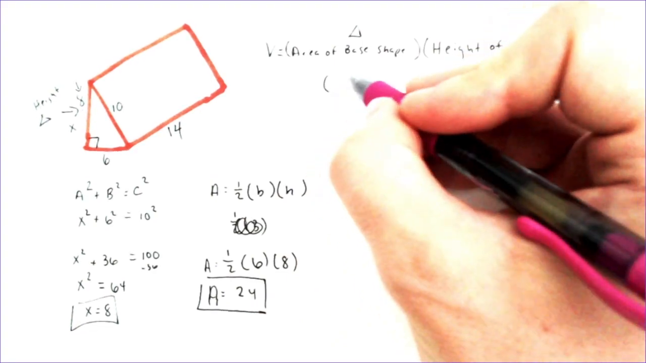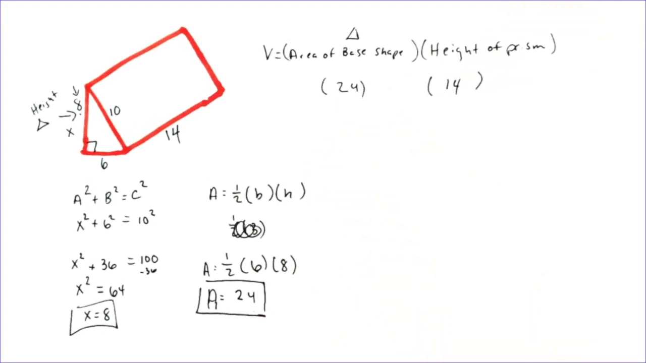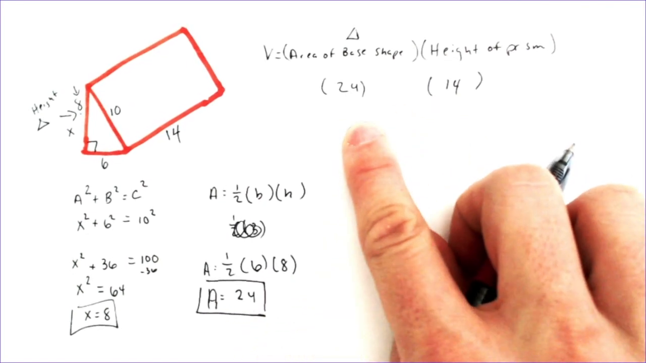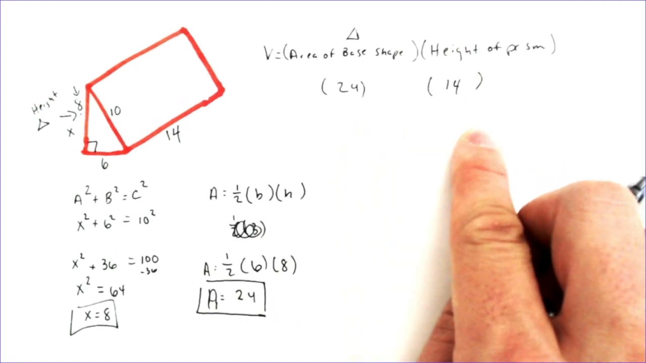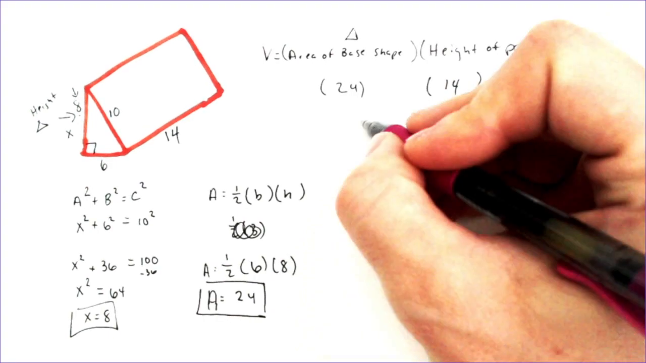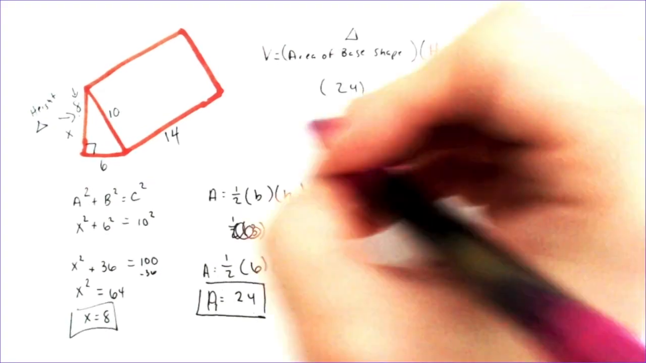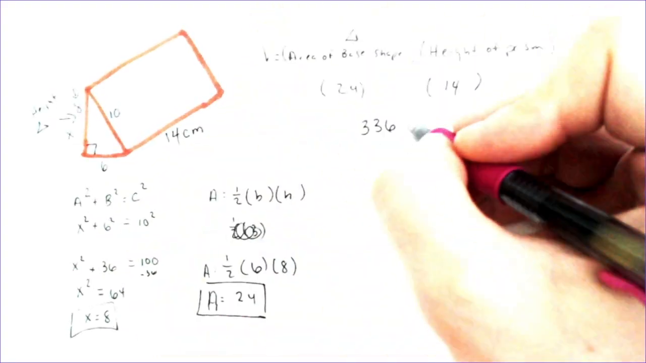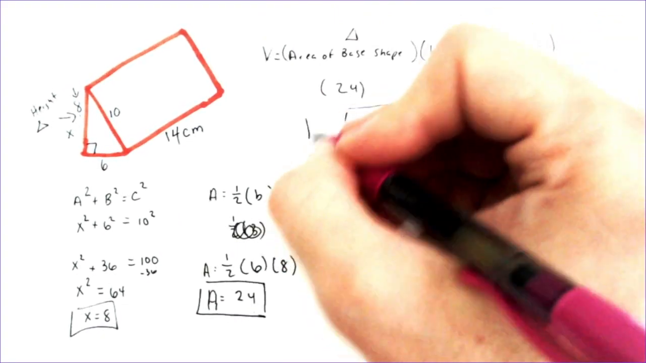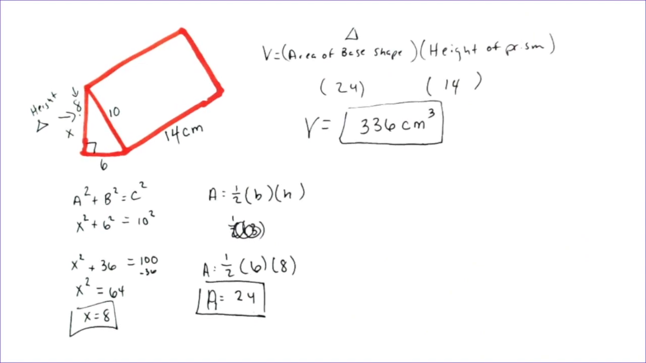Now we know 24. So it's a lot of little mini problems to actually just eventually just multiply 24 and 14 together, because now we have the area of the base shape, we have the height of the prism. We can just multiply 24 times 14. 24 times 14 is 336. And we'll keep it consistent, and we'll call that centimeters cubed. That is our volume, and that would be our final answer.